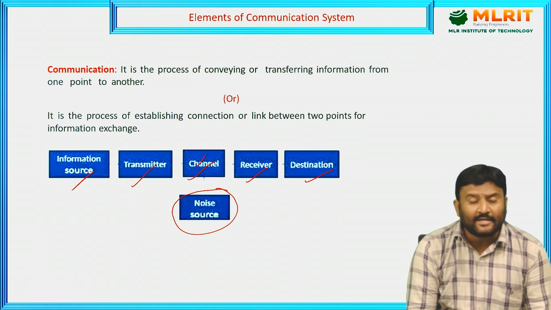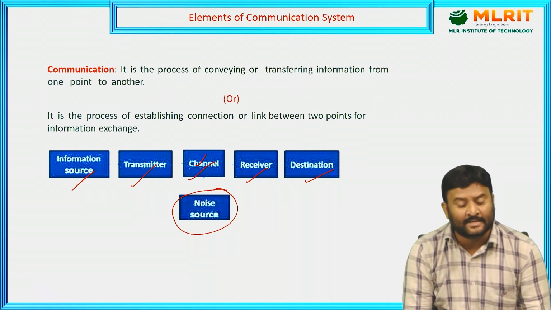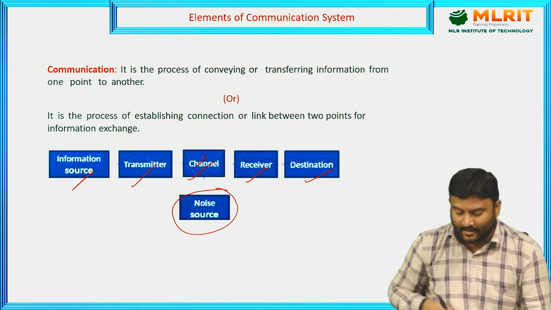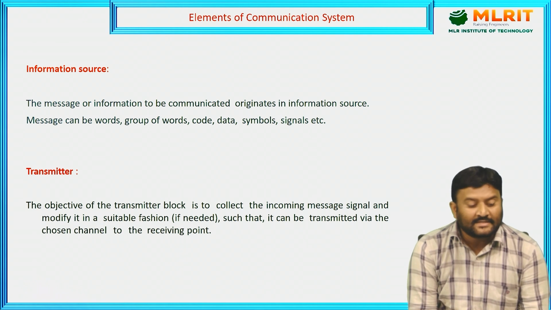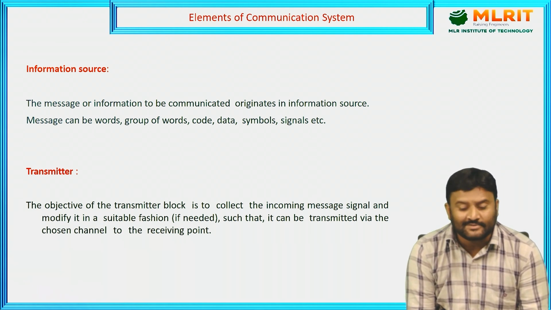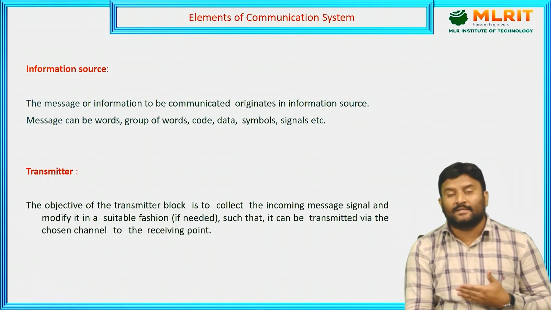Therefore, I am explaining individually what is information source, what is transmitter, what is channel, what is receiver. Let us go for the first one. What is information source? The message or information to be communicated originates in the information source. Nothing but the user sends the information.